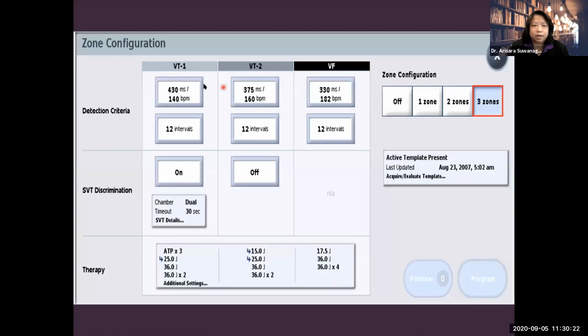Okay, and here's the programmer, and you can see that you can design the therapy that you want in each zone. You can choose 1 zone, 2 zones, or 3 zones, and then you just design it.